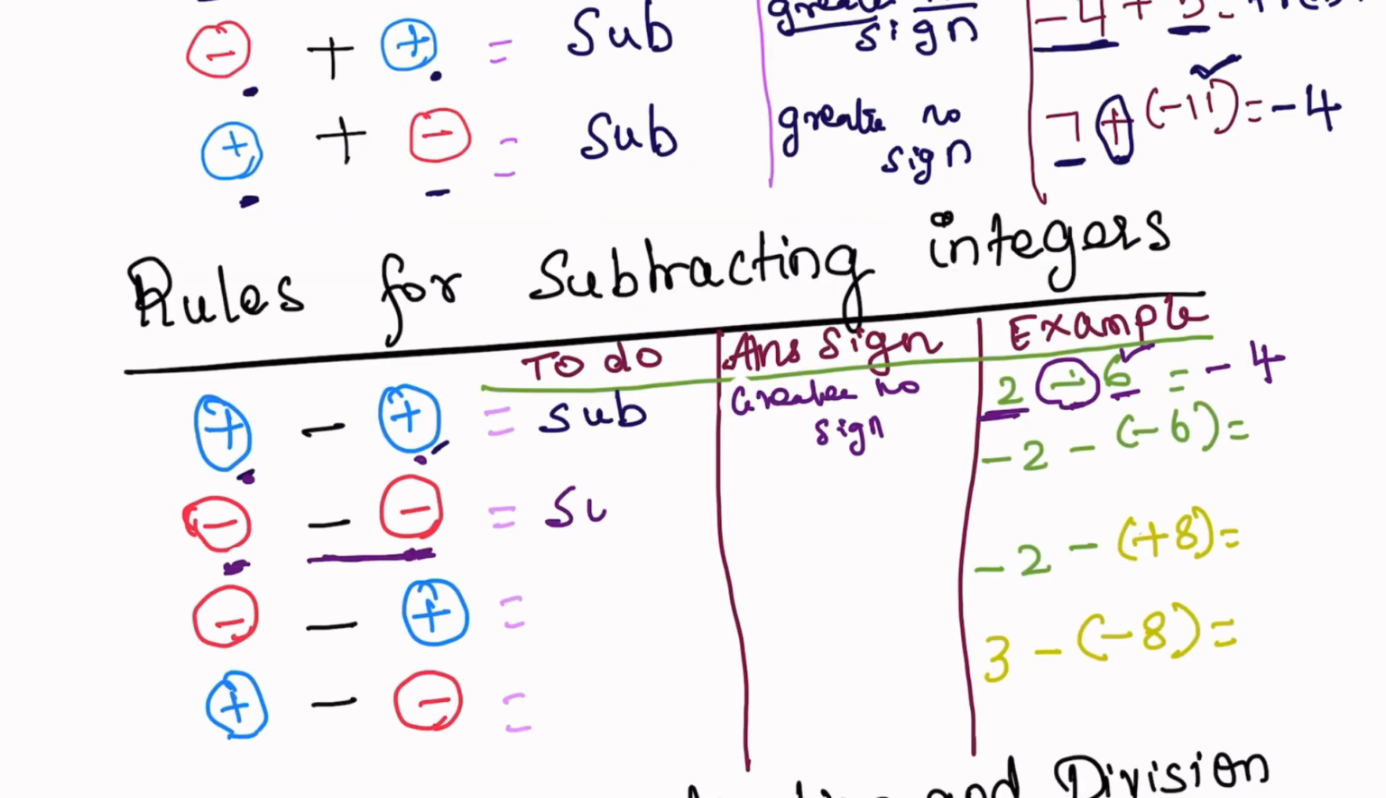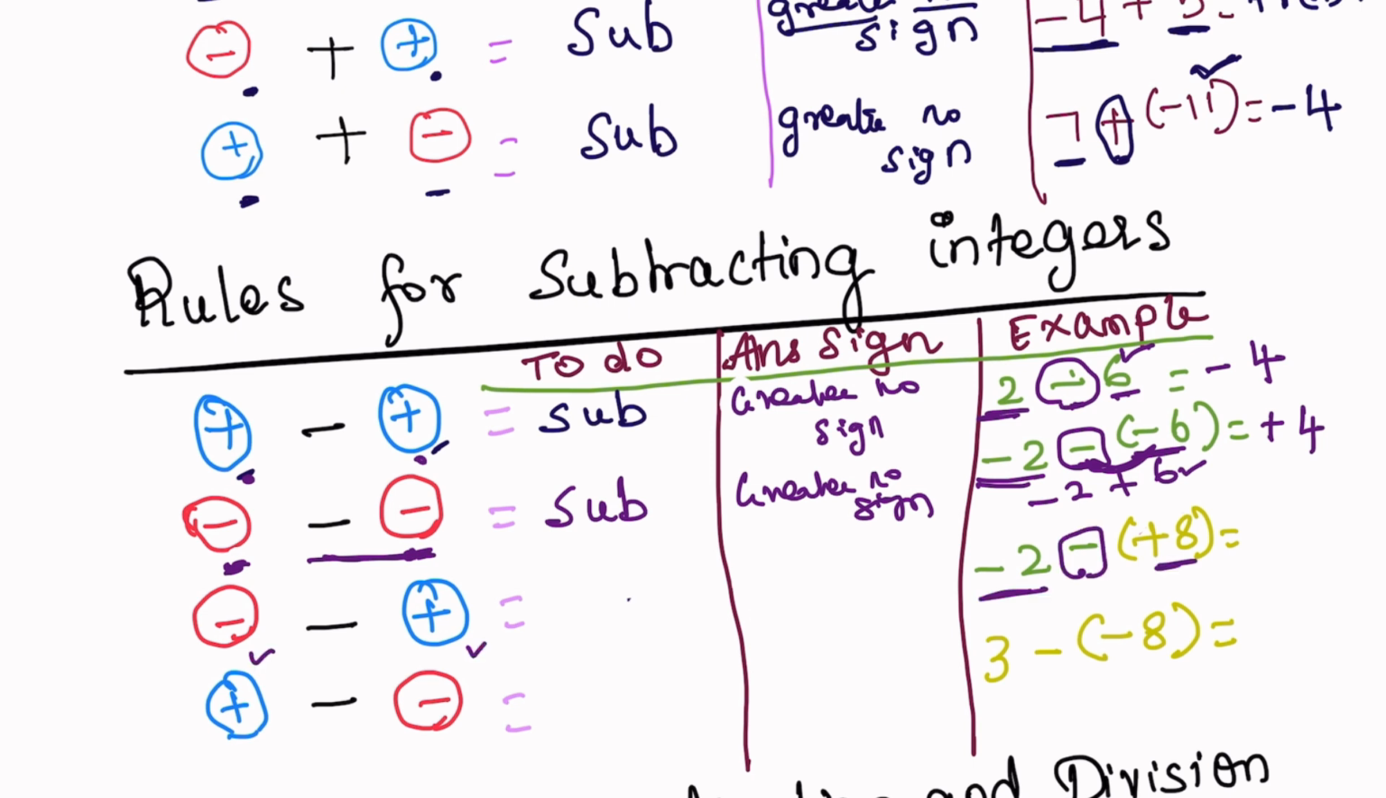Here also we do subtraction and give the greater number's sign. So in the example it is -2, minus -6. The two negative signs will become positive, and the sum becomes -2 plus 6. So here I do the subtraction and give the greater number's sign. The greater number is 6. It has a positive sign. I put +4.